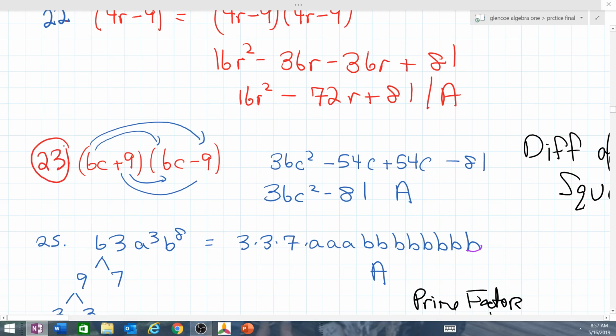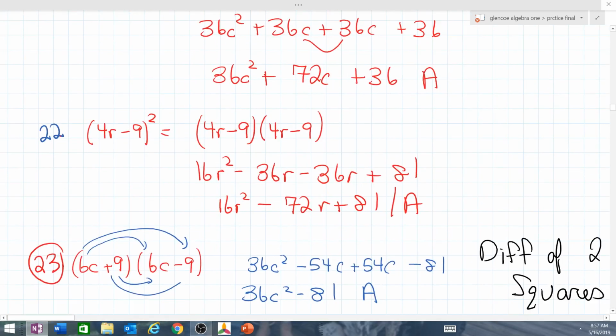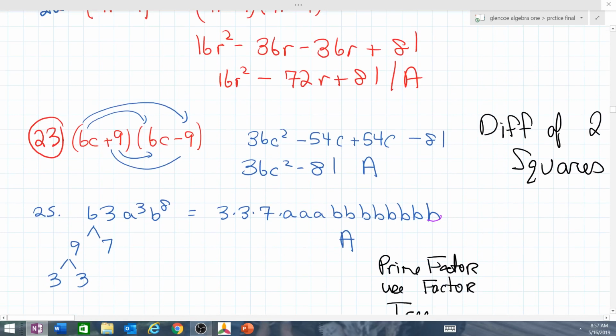And then I think your last one, 23, was 6c plus 9 times 6c minus 9. This is the difference of 2 squares, and remember, your middle term is going to drop out. I apologize. And your answer is 36c squared minus 54c plus 54c minus 81. These 2 terms drop out, and your answer is 36c squared minus 81, choice A.